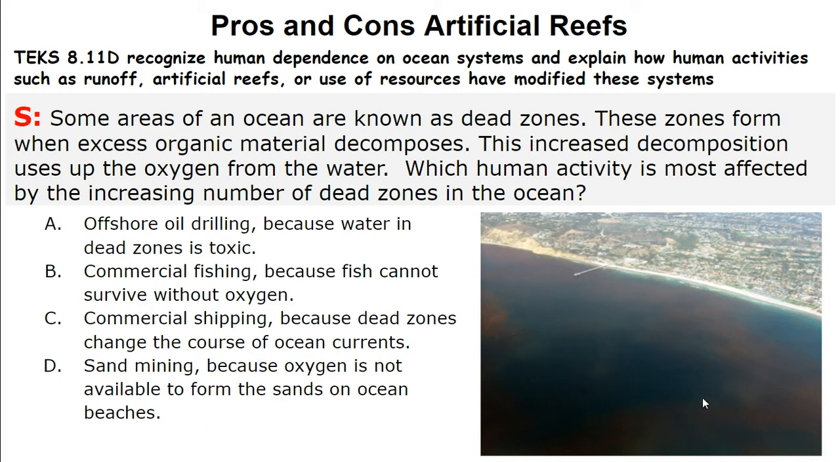Starter. Some areas of the ocean are known as dead zones. These zones form when excess organic material decomposes. This increased decomposition uses up the oxygen from the water. Which human activity is most affected by the increasing number of dead zones in the ocean?